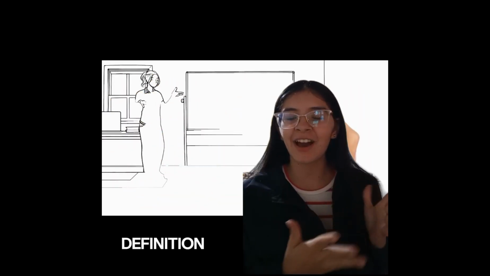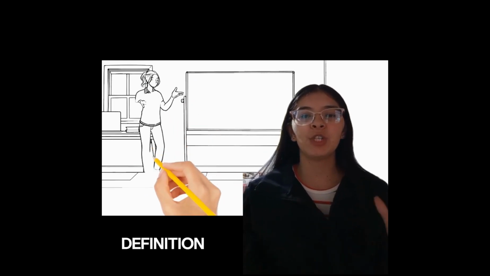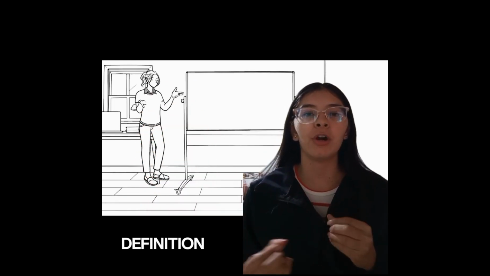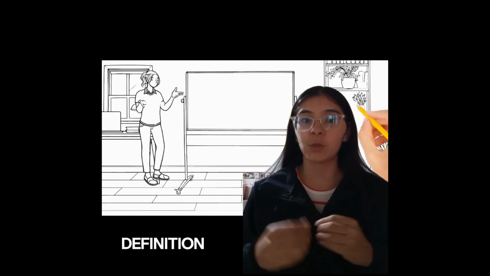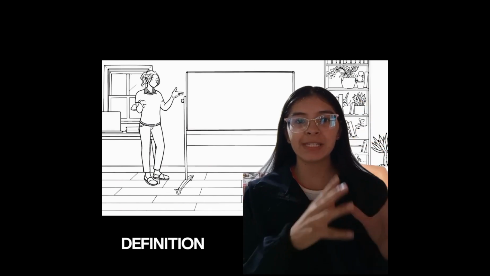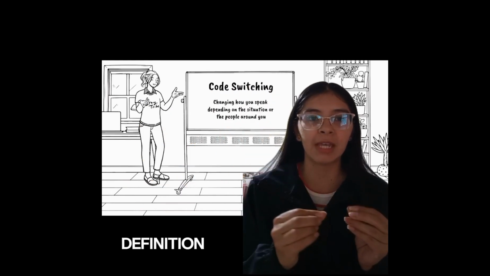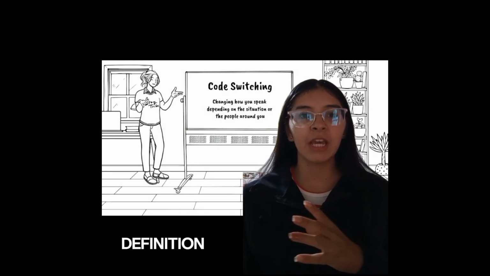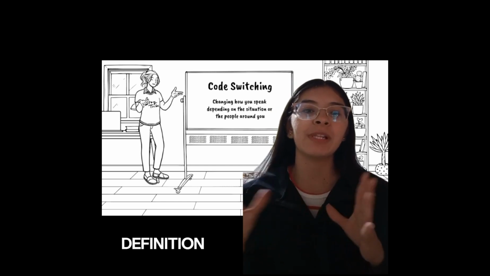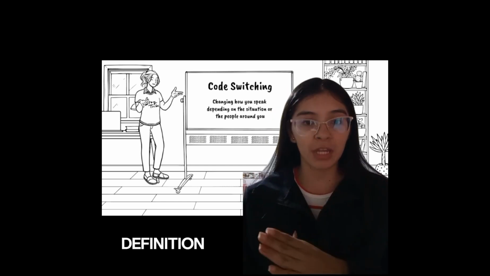Well, this is code switching, the ability to change your language or speech style depending on the social context. In these two scenes, we can observe how the student switches from informal speech with his friends to a more formal language when talking to the teacher.